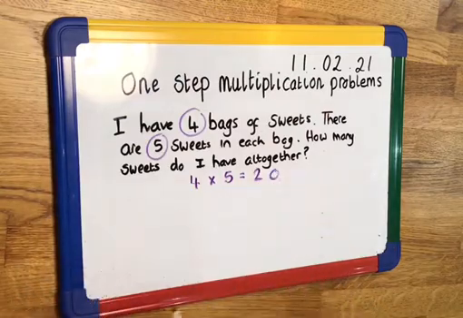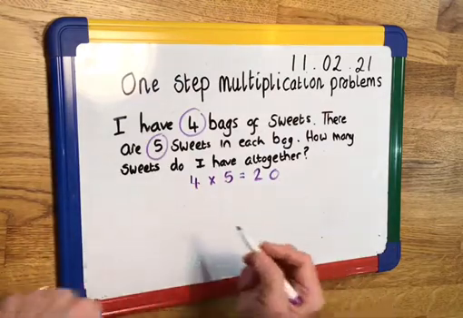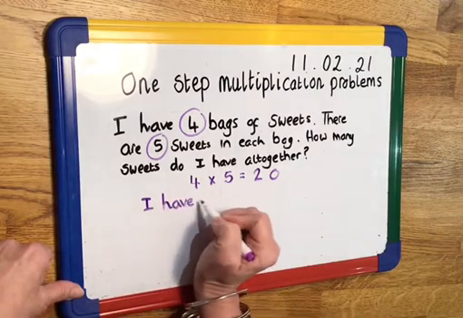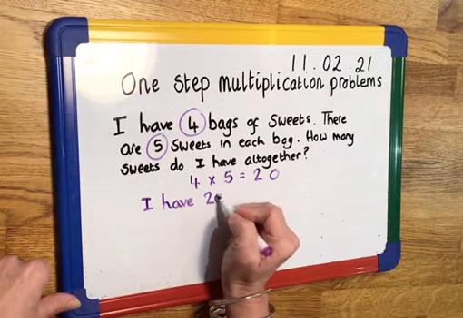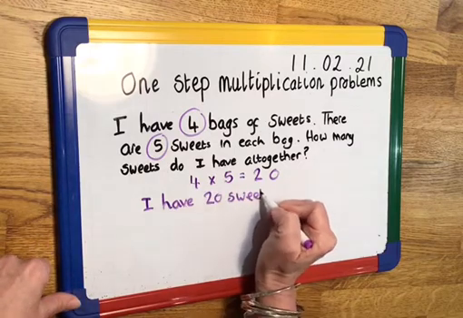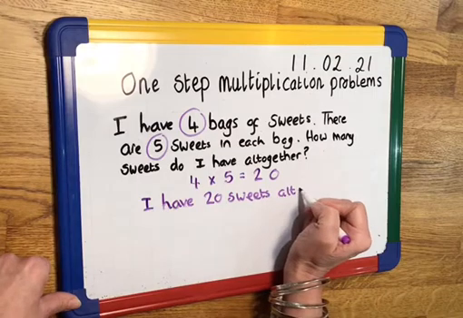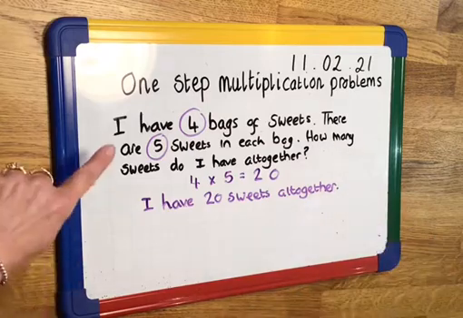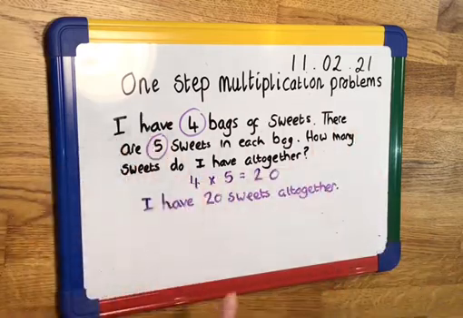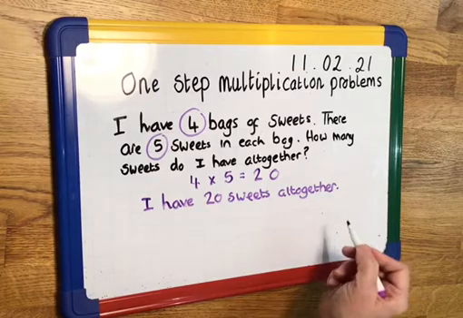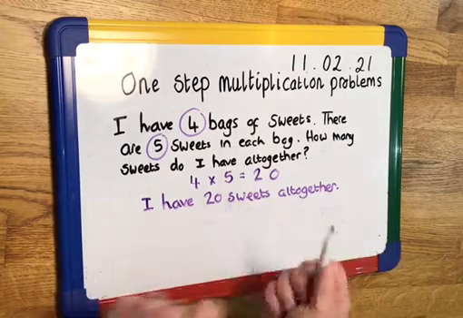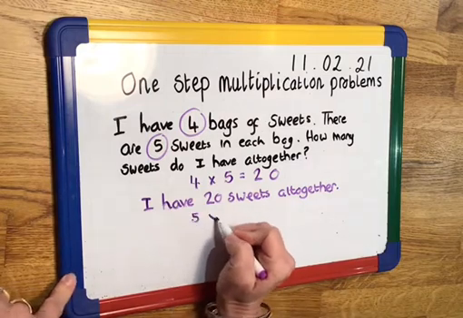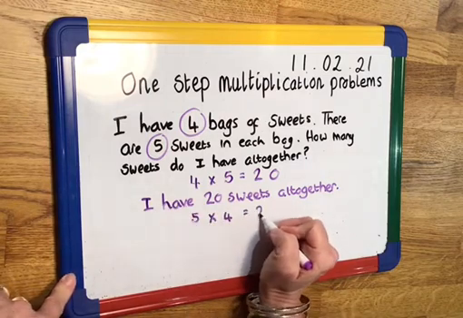Okay, so I've written my number sentence. I'm now going to write a word sentence. I have 20 sweets all together. I can use the words from the question to help my spelling, and I have to remember a capital letter and a full stop. And then I'm going to switch my numbers around and write the commutative sentence. So I'm going to write 5 times 4 equals 20.